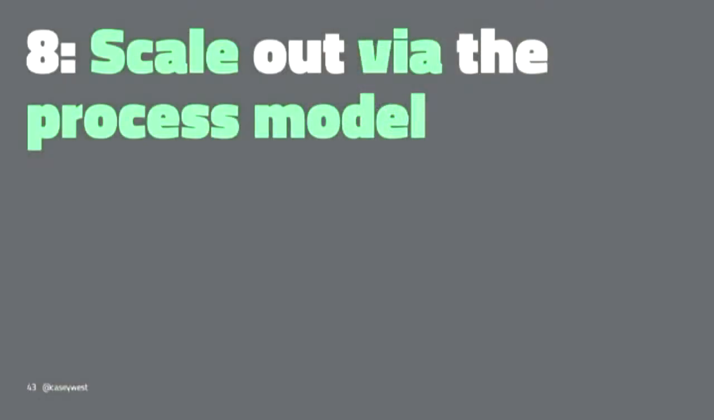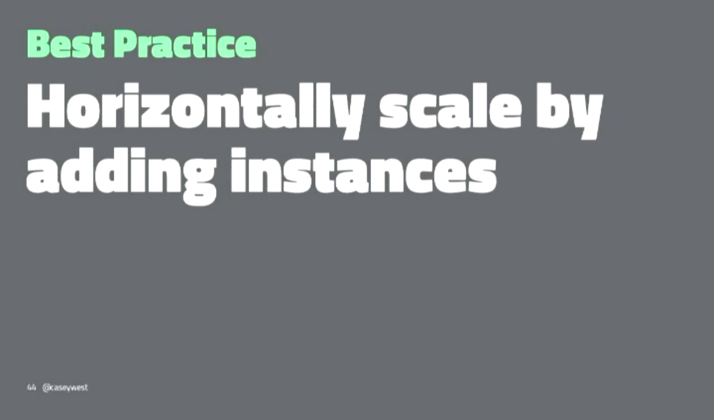Scale out via the process model. We all know this already, right? So you're running a preforked web server or something like that. You're basically doing this. So horizontally scale by adding instances. In a preforked model, you had a sort of controller agent that managed a couple of different processes, made sure they were up and running.